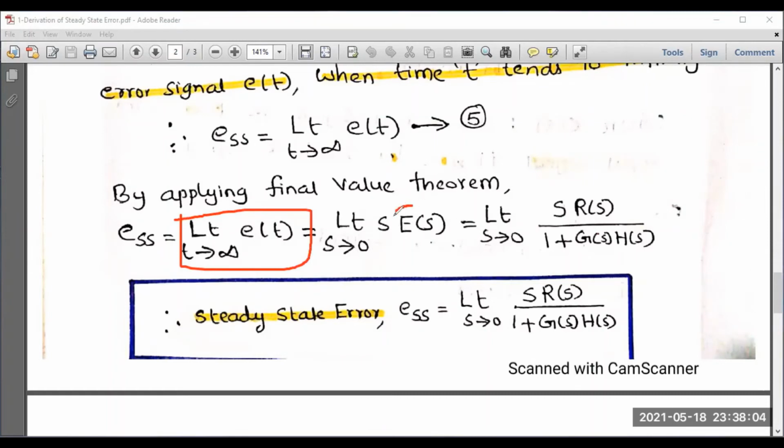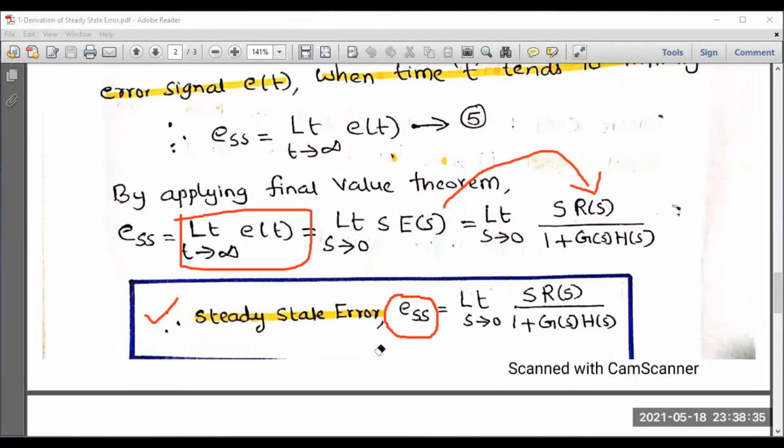Now in place of E of s, I am going to substitute the value as R of s divided by 1 plus G of s into H of s. So now this is your final expression. I can finalize the expression for steady state error as ESS equal to limit s tends to 0 s into R of s divided by 1 plus G of s into H of s, where R of s is the input, H of s is the feedback signal, and G of s is the loop transfer function. So this is the final expression for steady state error, denoted by ESS.